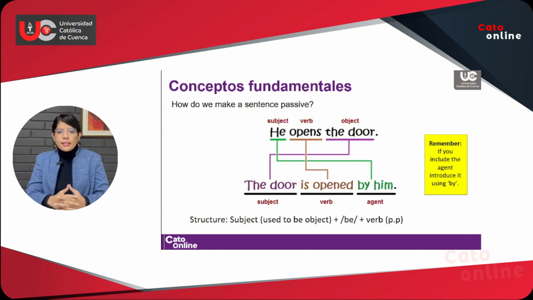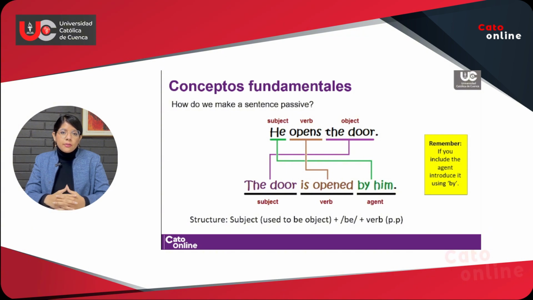First of all, how do we make a sentence passive? When we want to make a sentence passive, what we do is we need to identify the elements that make up the sentence and then change the order of these elements. So, first we have a sentence in the active voice. He opens the door. If we want to change this sentence to the passive voice, first we need to identify the subject, in this case, he. We identify the verb, opens. And finally, the object, the door.